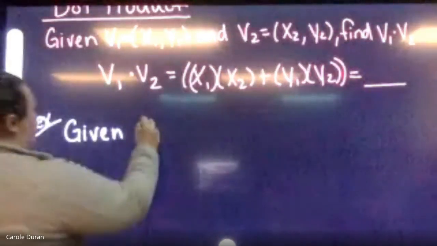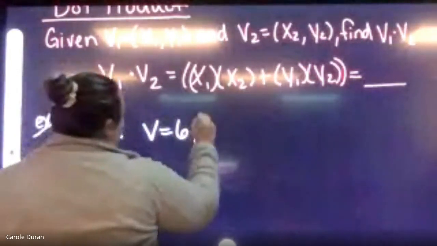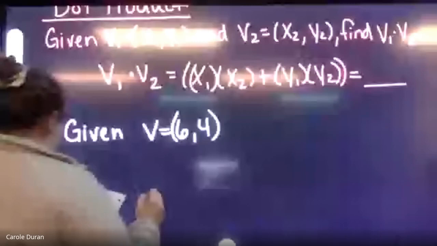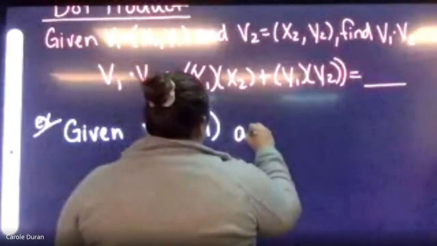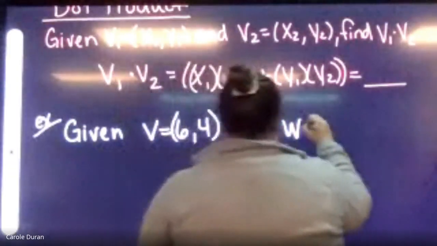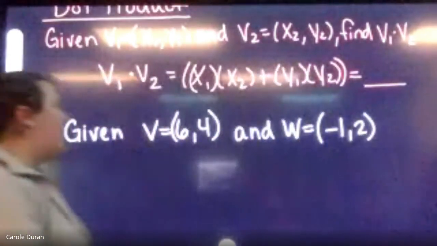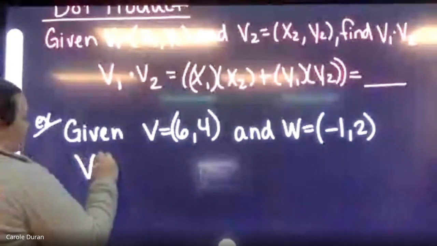So for our example, we're going to assume we have two vectors. The first one is vector v, which is (6, 4), and vector w, which is (-1, 2). And I would like to find v dot w.